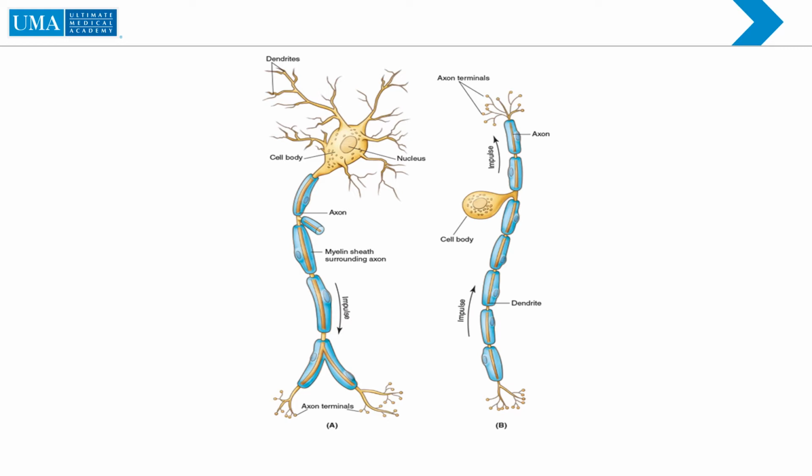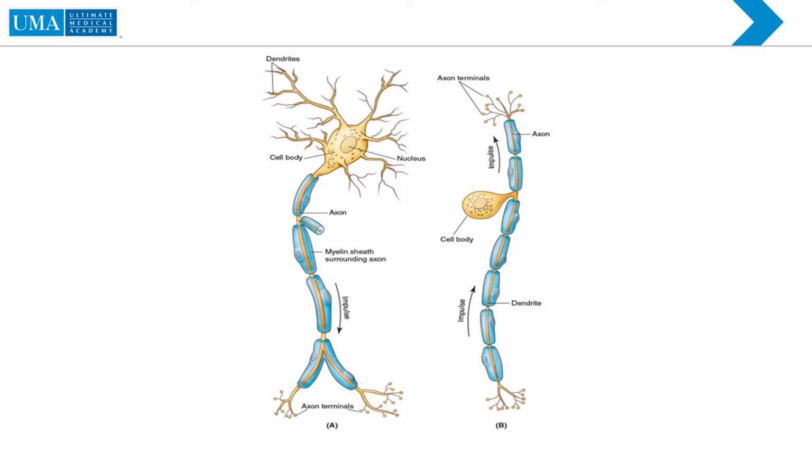Take a look at the next structure, the axon. This will be a process that will conduct impulses away from the nerve cell. An axon is more than 3 feet long. Many, but not all, axons will be protected by this myelin sheath. And you can see here the myelin sheath has a white fatty tissue covering.